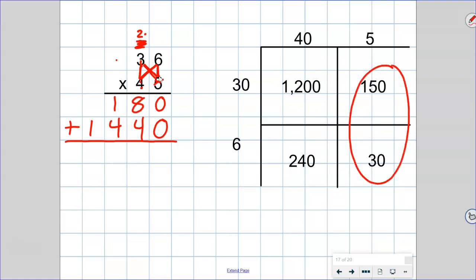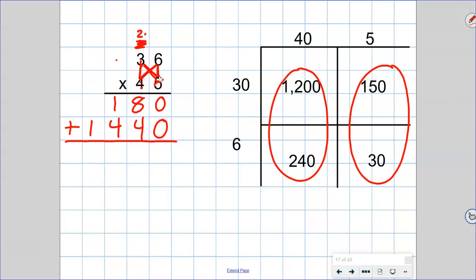150 plus 30 is 180. And 1,200 plus 240 is 1,440. So the standard algorithm is actually a shortcut for doing the area model as well. And once you get used to the steps, it's much simpler.